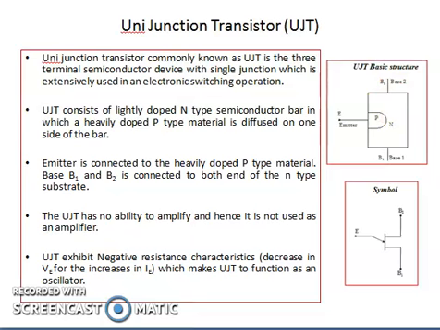UJT has no ability to amplify, and it is not used as an amplifier. In general, many transistors are used as amplifiers, but the main application of UJT is not as an amplifier. UJT exhibits negative resistance characteristics. VE decreases for the increase in VC, which makes the UJT function as an oscillator.